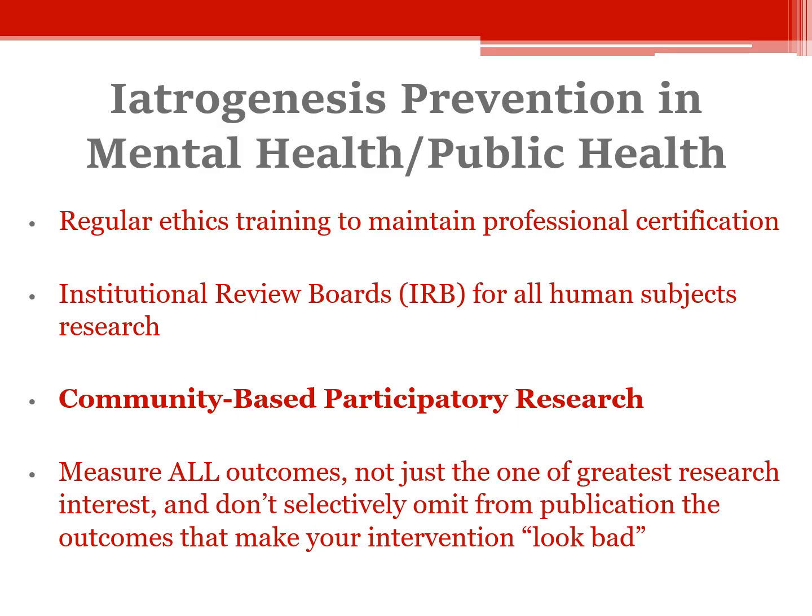And finally, if you want to be an ethical public health researcher, you need to measure all outcomes, not just the ones of greatest research interest. And when you measure all outcomes, you need to report all outcomes. You cannot selectively omit from publication the outcomes that make your intervention look bad. This is a form of publication bias by which a lot of useful information that could have kept other public health and mental health professionals from making the same mistakes doesn't get conveyed, and so the same mistakes get made again.